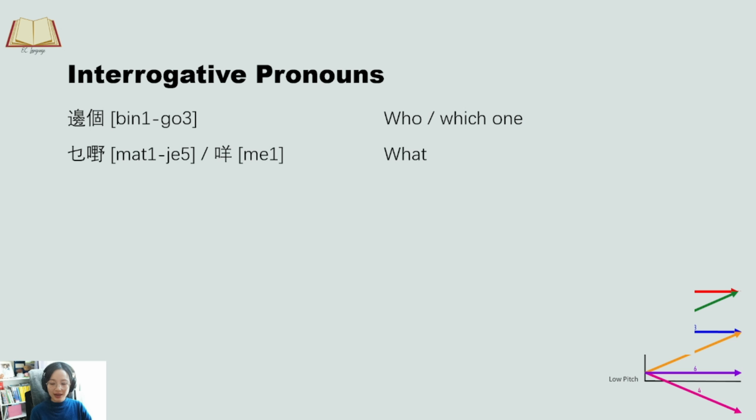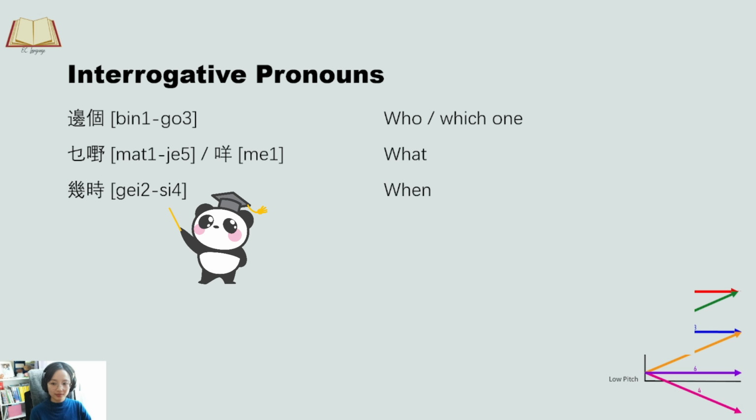The first two we've got 邊個. Depending on where you put 邊個 in a sentence, it can either mean who or which one. If you put it at the start of your sentence, it usually means which one. If you put it at the end of your sentence, it usually means who. The next up we've got 乜嘢 or 咩. This means what. They're both used in the exact same way, it's just a different pronunciation.